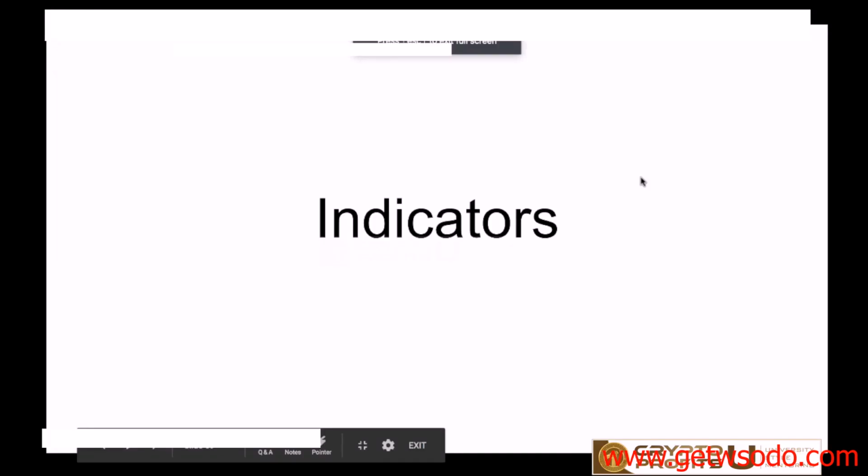Hey everyone, today we're going to talk about indicators. First we'll cover the theory, and then we'll actually look on the chart and see how you add them, and I'll explain a little bit more about what they sort of say. There are different types of indicators, and the two that we're really going to cover are the moving averages and the oscillators.